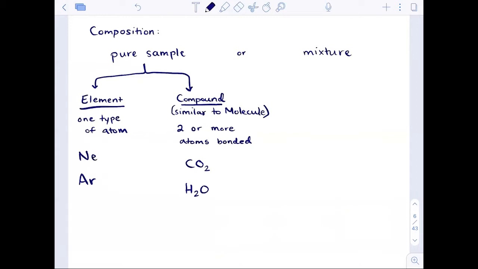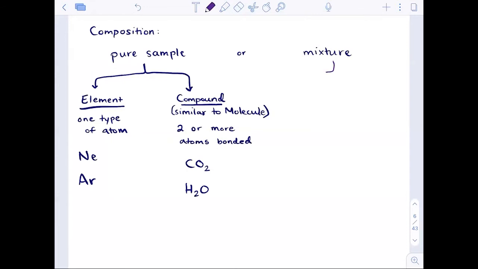Now, notice for none of these compositions of pure or mixture, we won't see the idea of solid, liquid, or gas, right? Phase or state is one way to classify matter. Composition is another way. So they can work hand in hand. We can say we have a pure sample of neon gas, but the pure sample dictates the composition. The gas would dictate the actual state or phase.